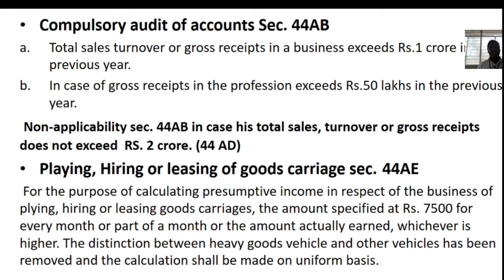Plying, hiring or leasing of goods carriage, section 44AE. For the purpose of calculating presumptive income in respect of the business of plying, hiring or leasing goods carriages, the amount specified is rupees 7,500 for every month or part of a month, or the amount actually earned, whichever is higher. The distinction between heavy goods vehicle and other vehicles has been removed and the calculation shall be made on a uniform basis.